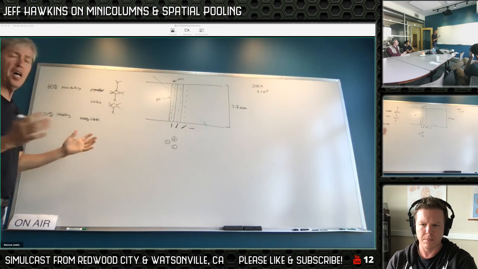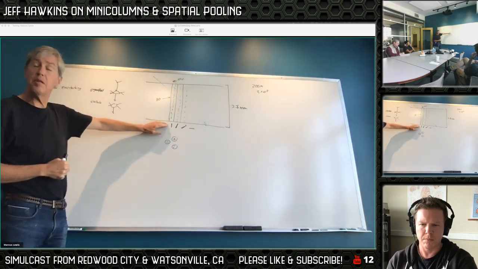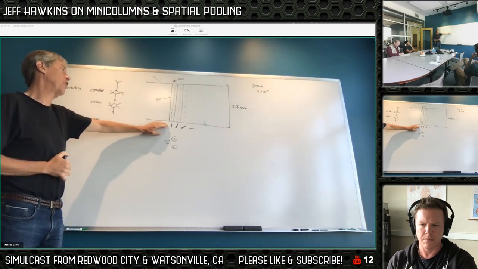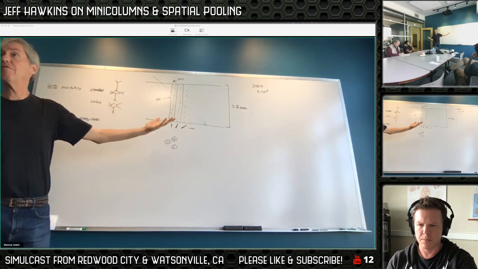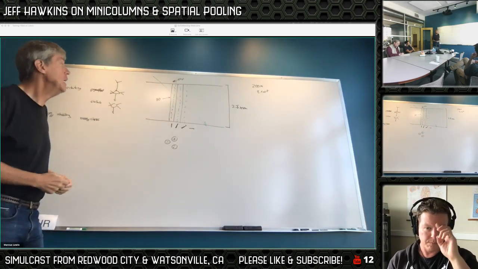So that's the minicolumn. It's a physical thing. It's there during development of the brain when you're in utero. It also seems to have a functional role, which no one had really assigned. No one understood why it's like that. We have a theory for why that is.